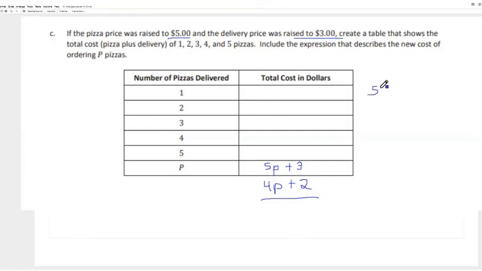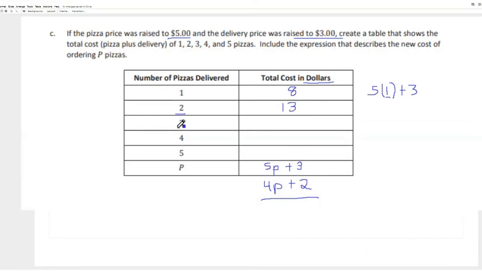I'm going to write out the first one. So $5 times the 1 pizza plus the delivery charge of 3. Now we can multiply it. 5 times 1 is 5 plus 3 is 8, so this would be $8. Once again, we don't need the dollar sign in here because it tells us that the cost is in dollars. Now if I did it again, instead of 1 here, it'd be 2. So 5 times 2 is 10 because I'm delivering 2 pizzas. 5 times 2 is 10 plus 3 would be 13.